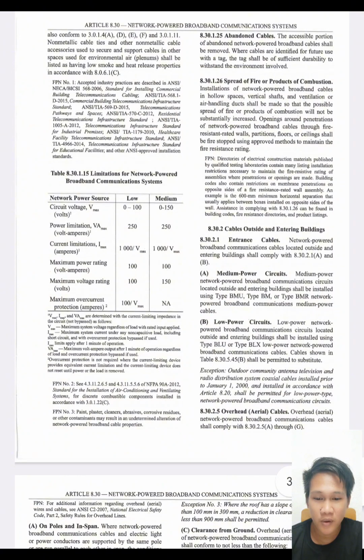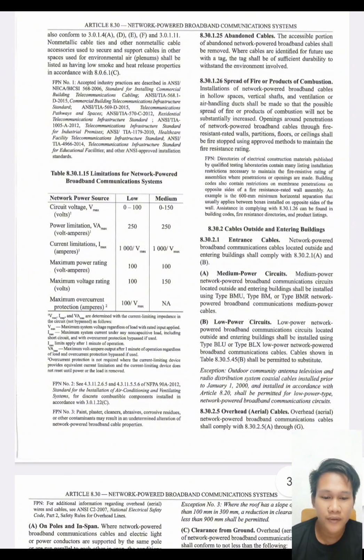Next is power limitation. Low is 50, and medium is also 50. Same for current limitations: low is 1000 volts, and medium is also 1000 volts. Then the maximum power rating is the same, 100 for both low and medium. For maximum voltage rating, low is 100 and medium is 150. Next is maximum overcurrent protection. Low is 100 volts, and medium is not applicable.